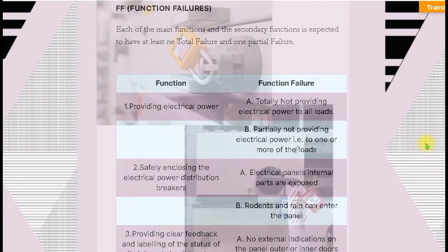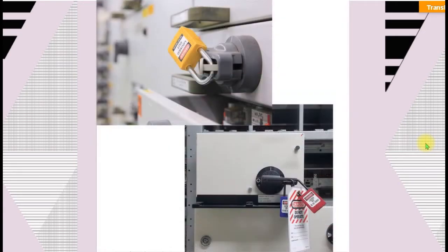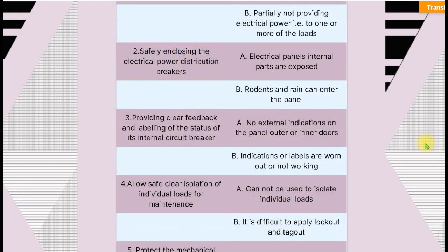Also, it allows safe isolating, tag out or locking out, or isolating for maintenance, or whatever you like to call it. So either it cannot be used to isolate individual loads, so it's either all the loads or nothing, or it's difficult to apply the lockout and tag out. All these are failures of these secondary functions.